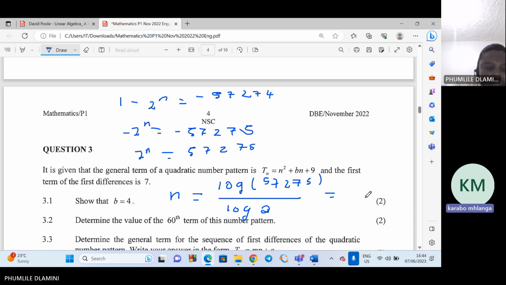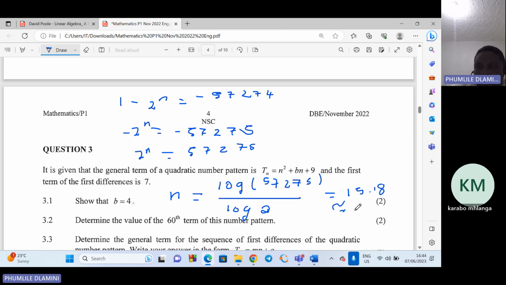It equals 15.8. Okay, just wait, I want to check something also. The answer you get, 15.8, is true, which we can approximate to be what? To be how many terms? To be 16 terms.